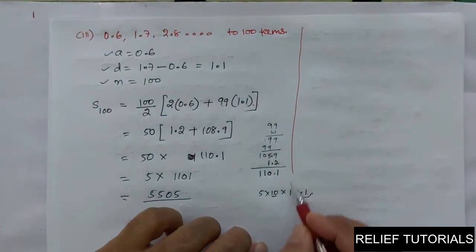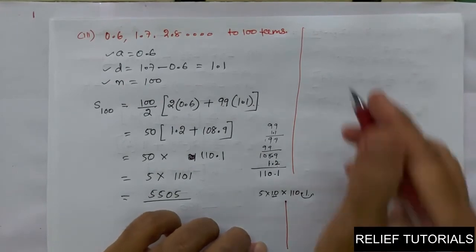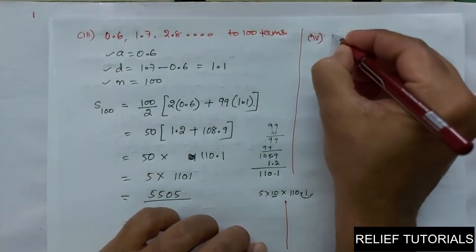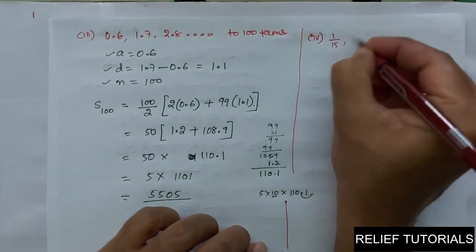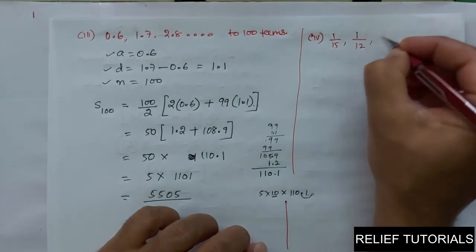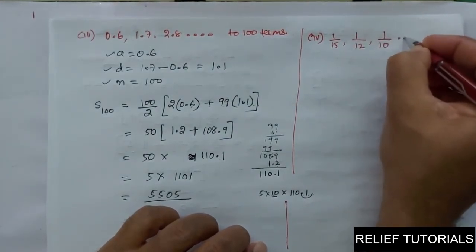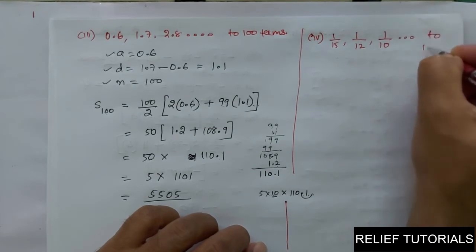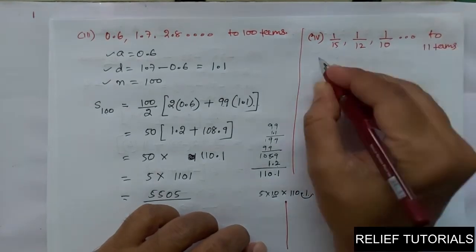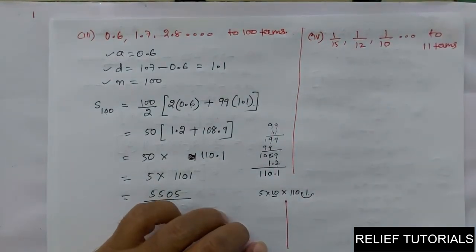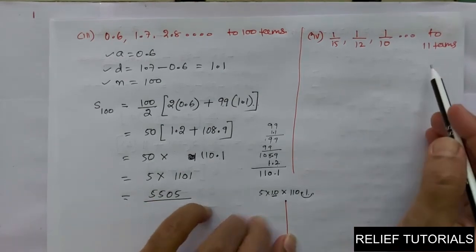Now, the fourth one: 1 by 15, 1 by 12, 1 by 10, and so on. You have to find the total to 11 terms. The sum of this up to 11 terms. So we don't know which is the 11th term.